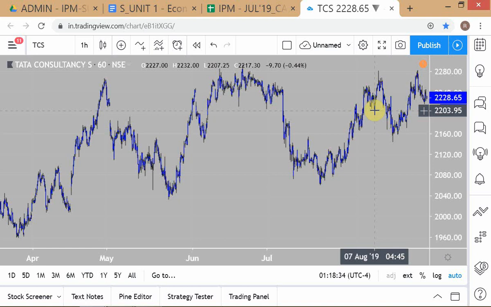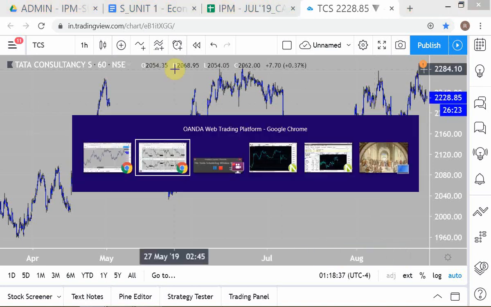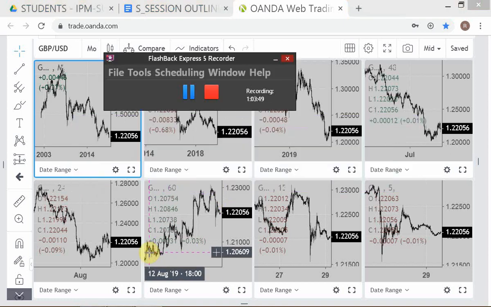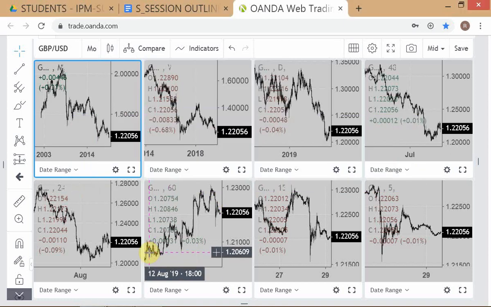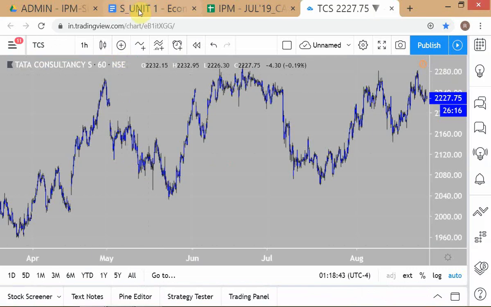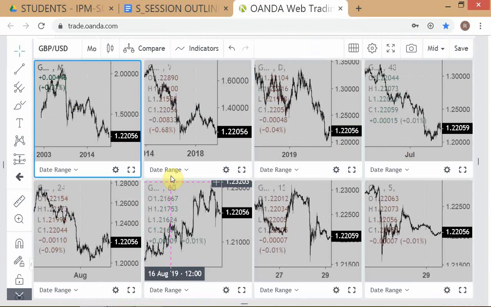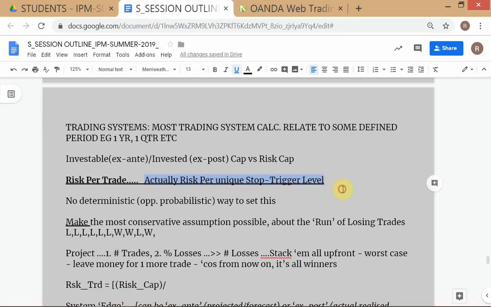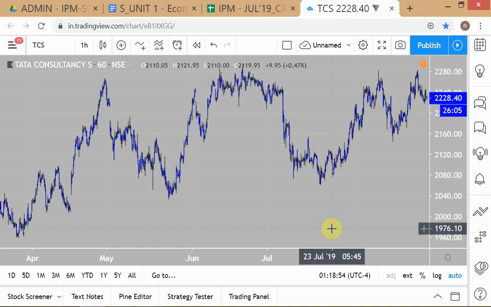Is this clear? Okay, so risk per trade really means risk per unique stop level. Risk per trade actually means risk per unique stop trigger level. Stop trigger level means every stop order has to have a trigger level. When you place a stop sell order here, the trigger level is here, roughly 2207, right? Are you following this? You understand what is stop trigger level?